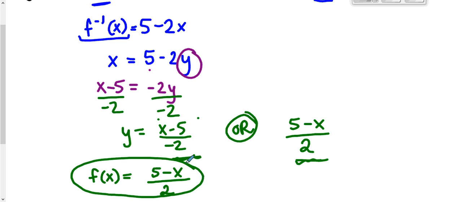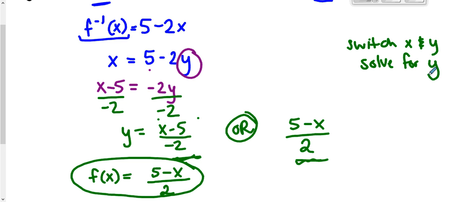So all you're doing to find an inverse is you switch x and y, and then you solve for y. And then make sure that you indicate your answer. And that's all you do.